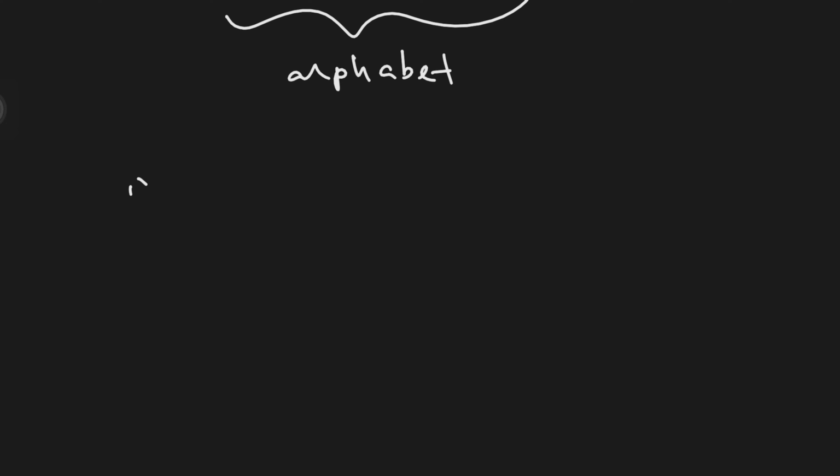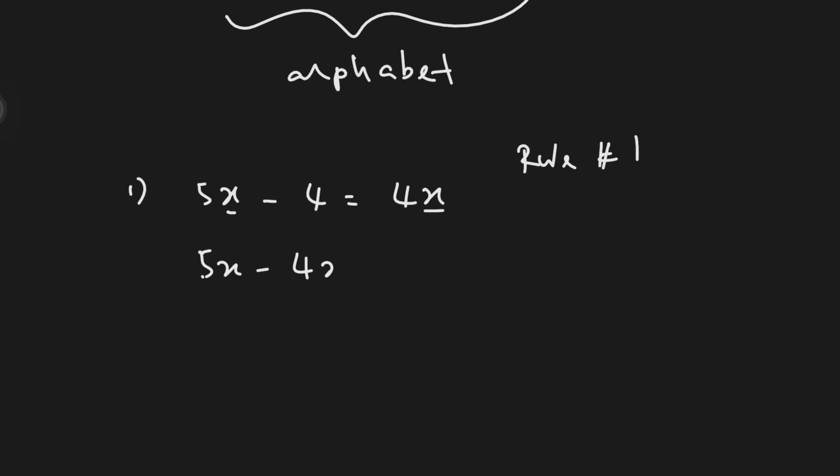So we look at an example. Say we want to solve this equation that contains the alphabet X. Now the first rule is to keep all your variables on one side. So that is your rule number 1: keep all your variables on one side. I would like to keep my variables on the left hand side preferably. So I'm going to move all the variables to the left side.